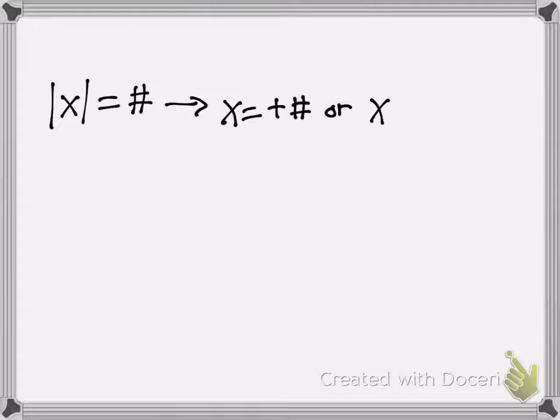So, yeah, let's talk about absolute value. In the interest of time, let me say, if you have absolute value of something, let's just call it x, so I don't have to write so much. Let's just say absolute value of x equals a number. That automatically means that x can be the positive of whatever that number is, or x can be the negative of whatever that number is.